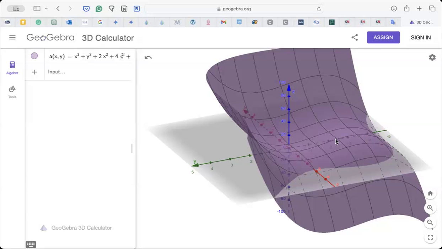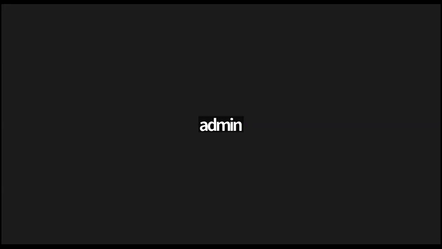How are people on Zoom? Are you with us? Or are you sleeping? All right, so we really enjoy using GeoGebra.